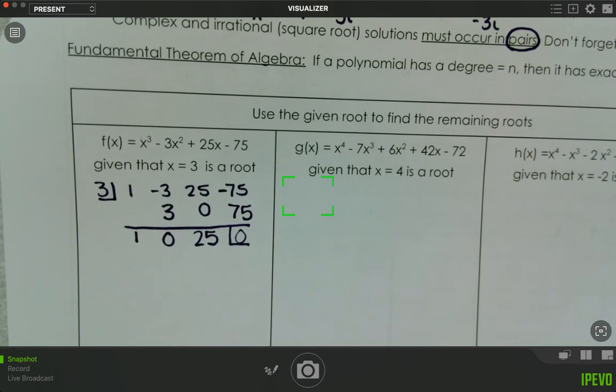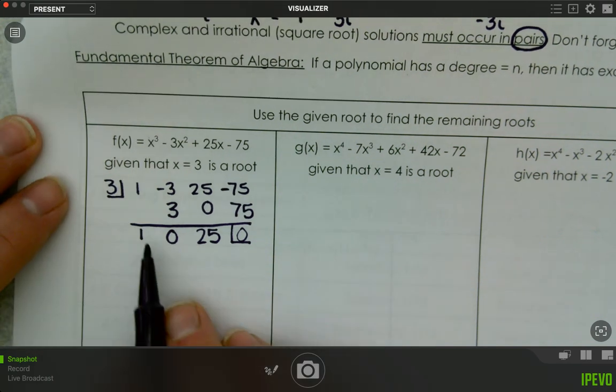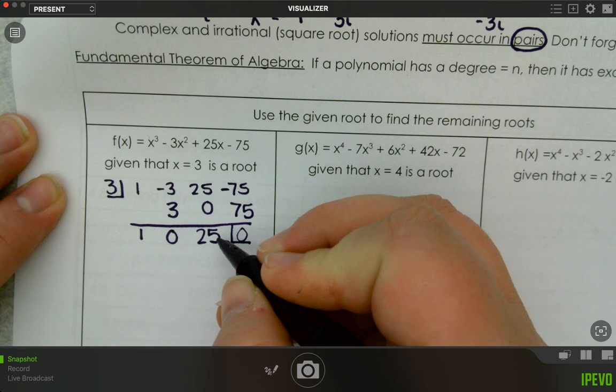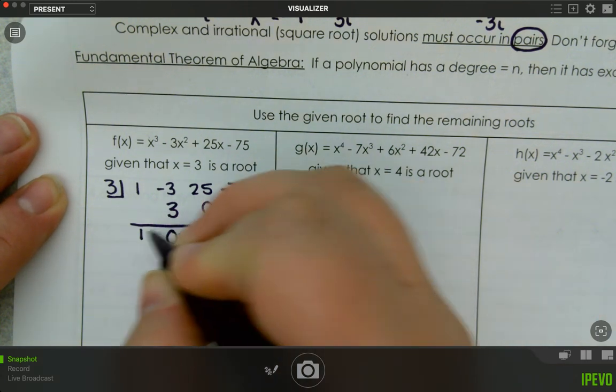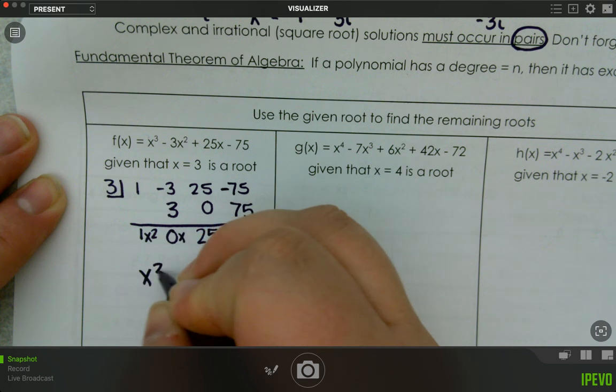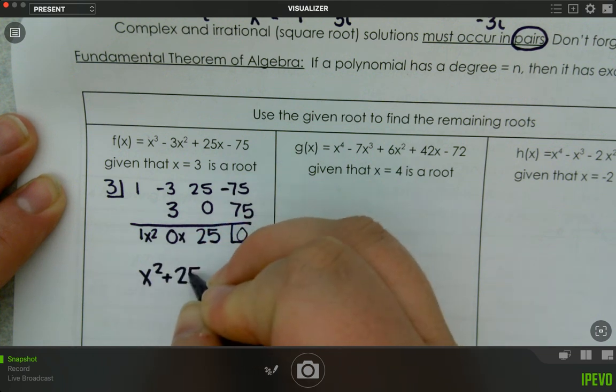There we go. Then we're going to take this and make it back into our answer. So this is our constant, this is our x, this is our x squared. So I basically have x squared plus 25.